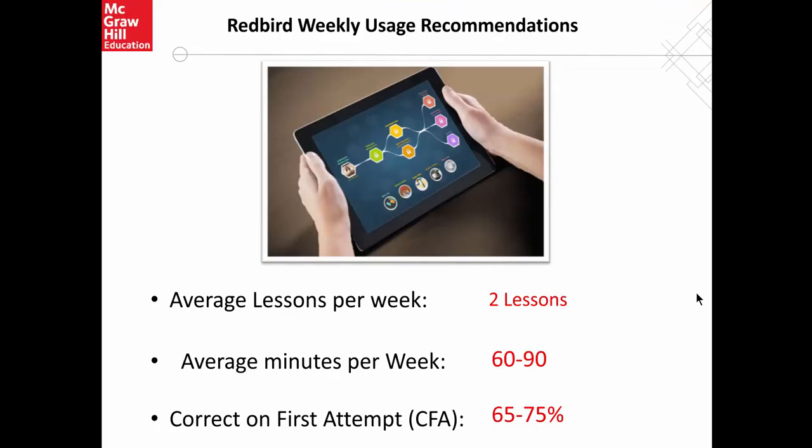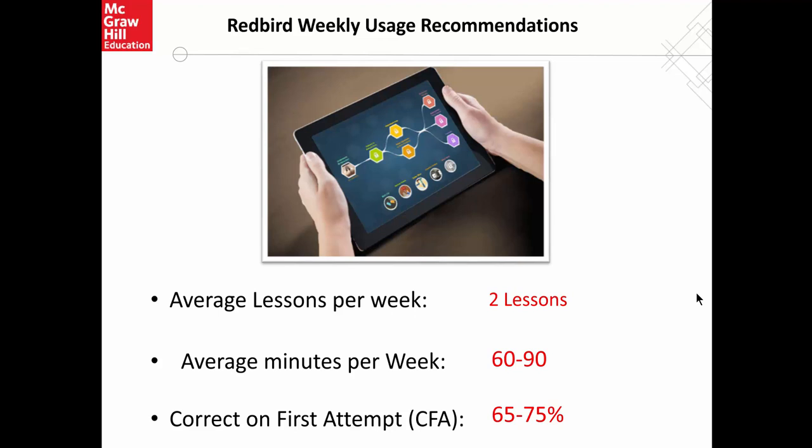Okay, so let's take a look at our recommendation for weekly usage on Redbird. We would like for students to complete 2 on-level lessons per week. The typical amount of time it takes to complete these lessons is 60 to 90 minutes per week, so 2 to 3 20 or 30-minute sessions, and we're looking for a 65 to 75% correct on first attempt percentage. That range, that was where we hovered over the calendar just a minute ago. It showed you their percentage.